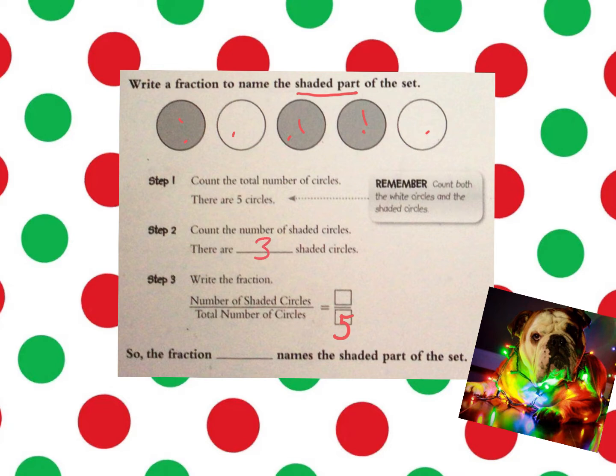So my numerator is going to answer the question. Write a fraction to name the shaded part of the set, 3/5. So the fraction 3/5 names the shaded part of the set.